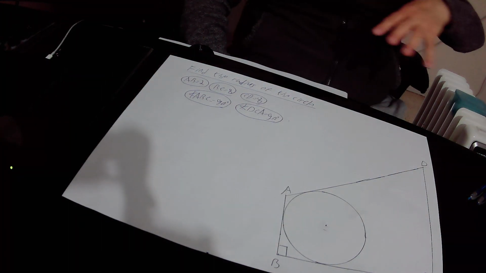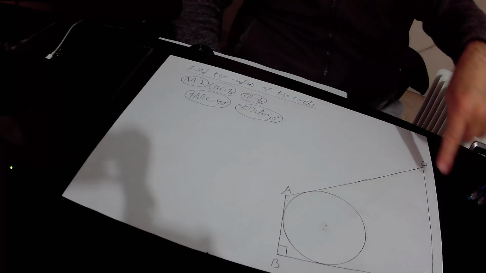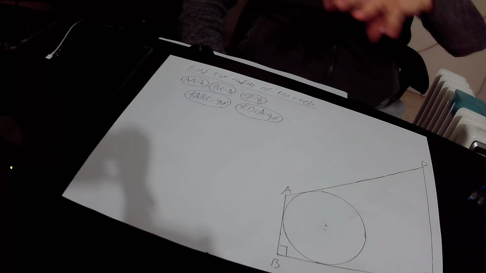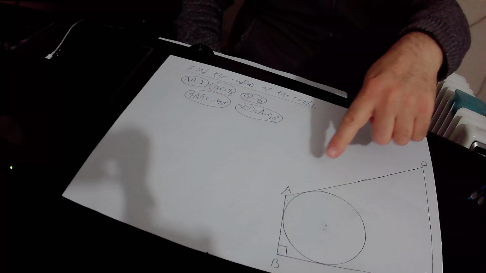Now, in this lecture, we'll find out the area of a circle. In the drawing, we have quadrilateral ABCD. Inside this quadrilateral, we have a circle.